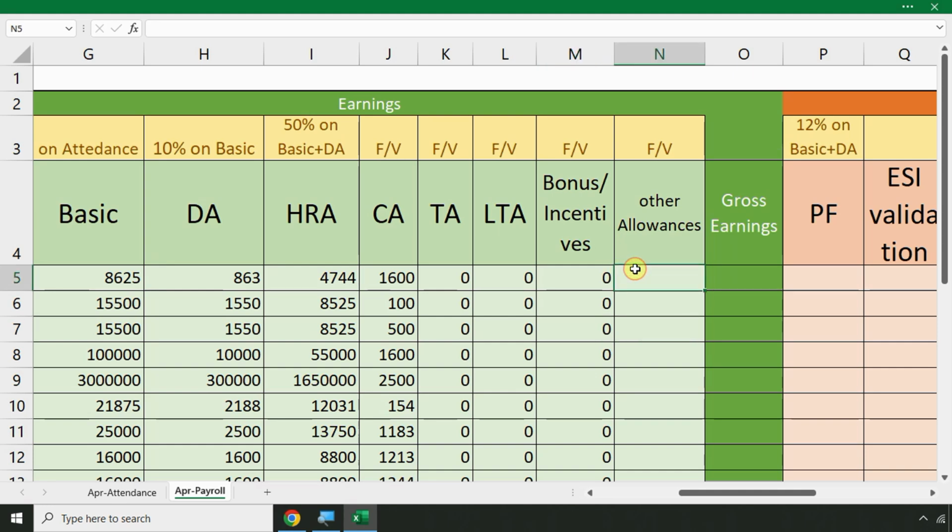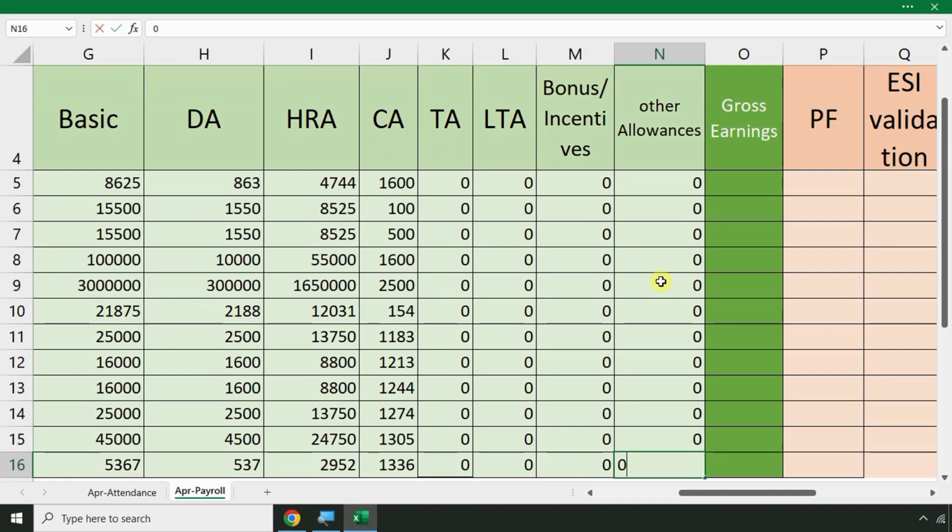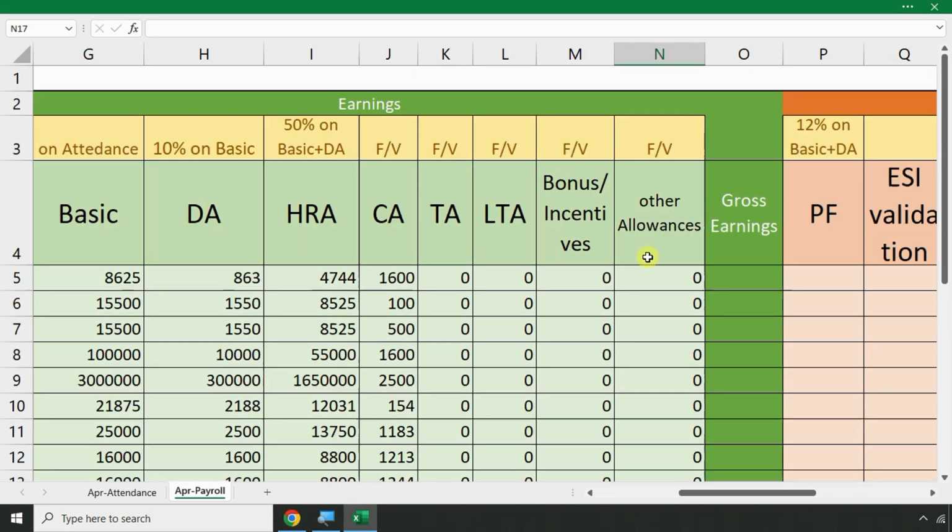Next, what you have: other allowances other than bonus, any incentives, any overtime duties. If you want, you can change the name of this field. Again I confirm, all these may be fixed or variable based on company practices and policies. It may be fixed, it may be variable. It is a company's own policy.